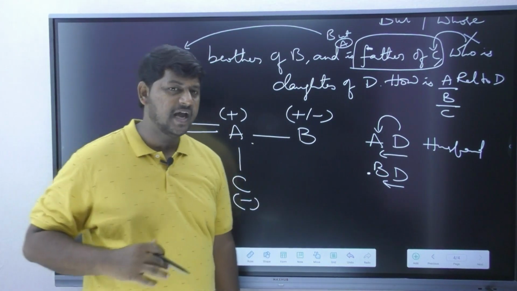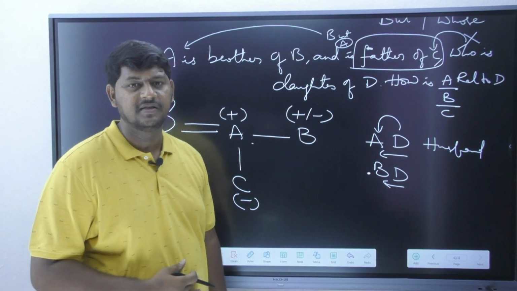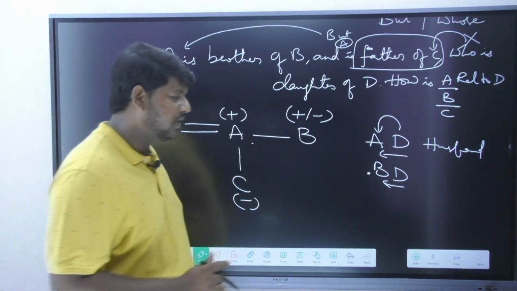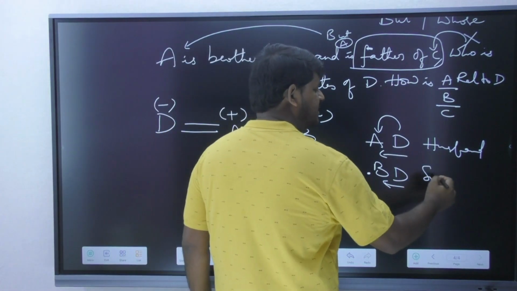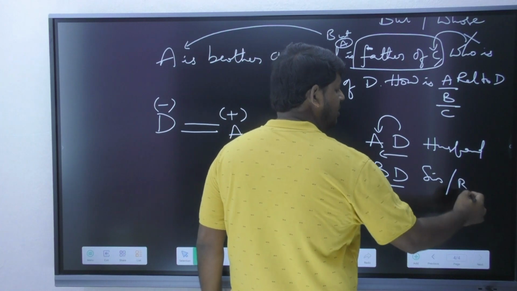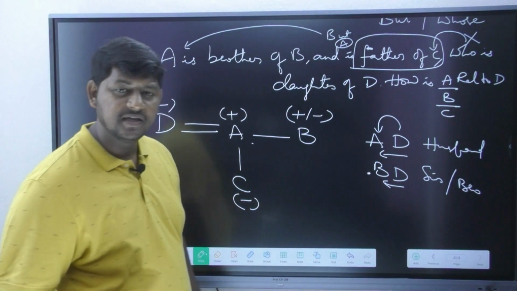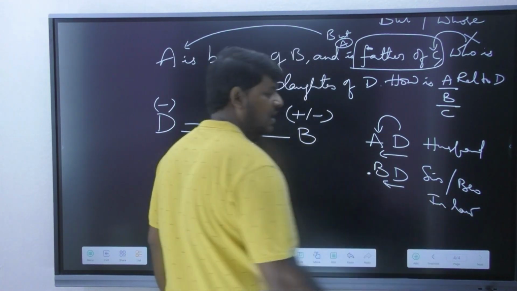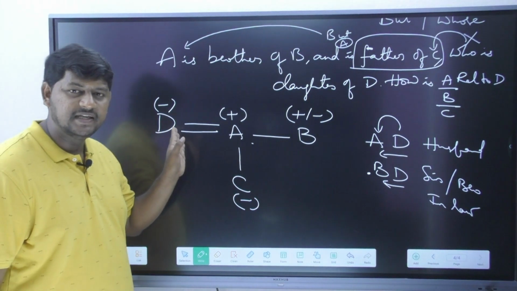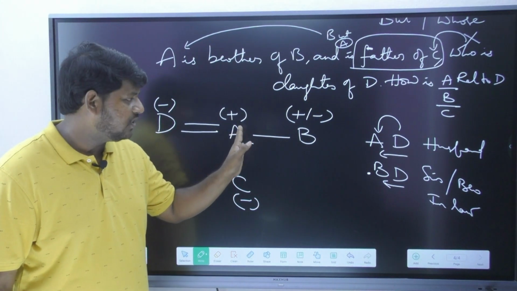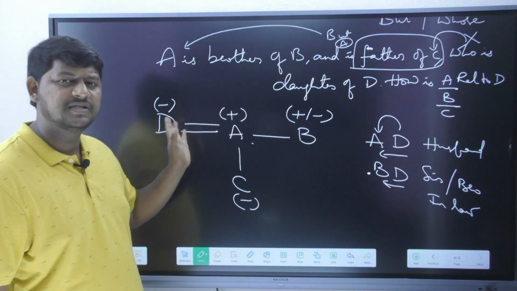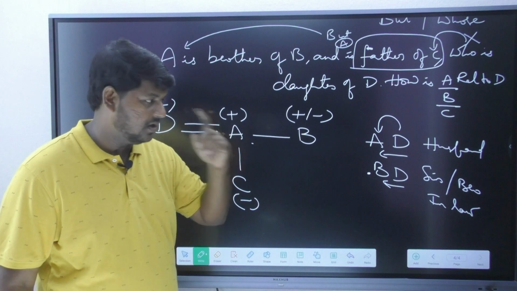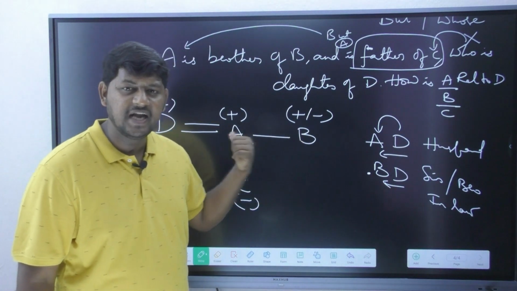Do we have any clarity on B's gender? B's gender is unknown for us. It could be either male or female. That is why our answer becomes what? Sister-in-law or brother-in-law, either one becomes your answer, because D's husband is A. If B is a female, the answer becomes sister-in-law. If B is a male, your answer becomes what? Brother-in-law. But do we have any clarity on B's gender?